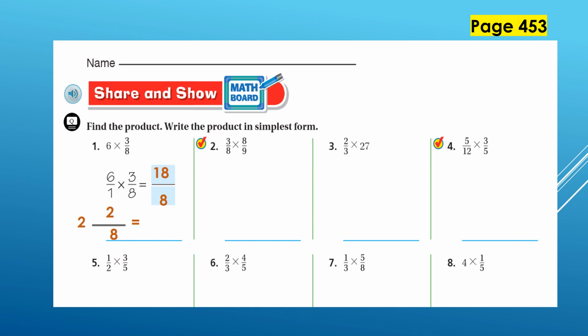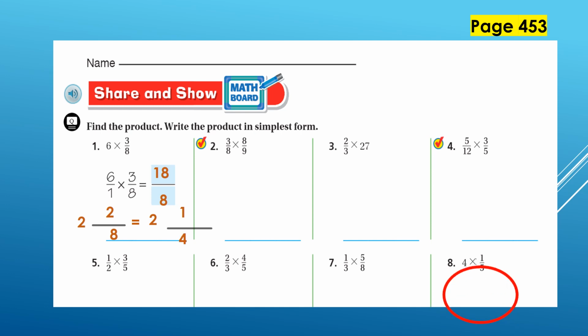Now think again. Is 2 over 8 simple? No, it's not simple. Why? I can divide 2 by 2 and 8 by 2. Remember, even numbers. If you divide 2 by 2, you'll get 1. And if you divide 8 by 2, you'll get 4. Don't forget the whole number. So my answer will be 2, I copy it, and 1 over 4.